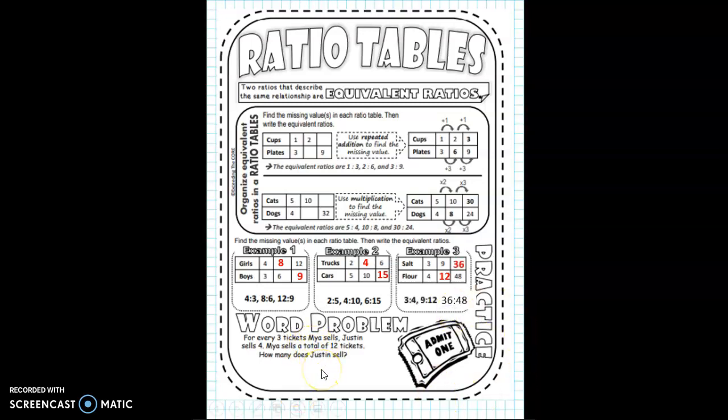Word problems. For every 3 tickets Maya sells, Justin sells 4. So if Maya sells 12 tickets, I can set my ratio up as 3 over 4 equals 12 over something. What do I do to 3 to make 12? Times 4. So I have to do the same thing to Justin's 4. 4 times 4, Justin sells 16 tickets.